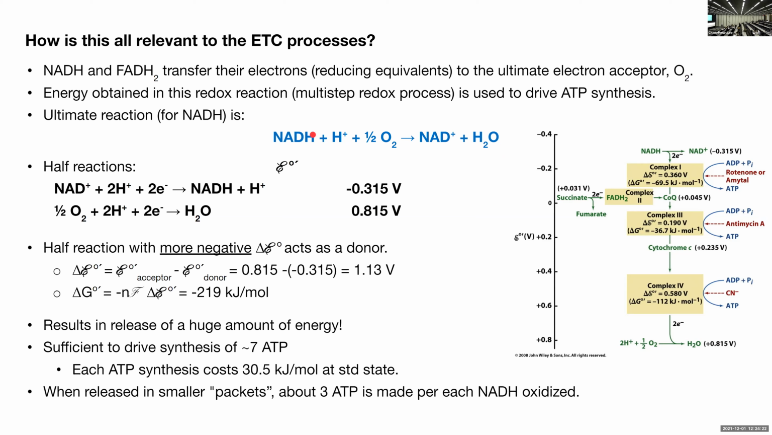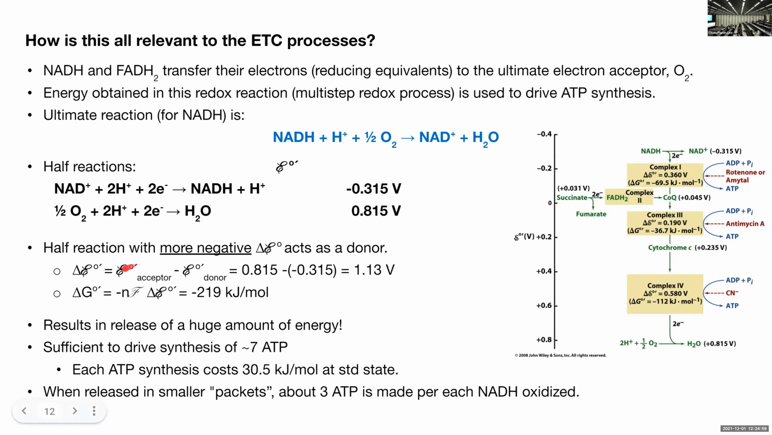When you split it into two half reactions, here is the reduction of NAD plus, and here is the reduction of the oxygen, the half molecule here, and you can see the reduction potential values. One is obviously negative, and the other is a positive value. And again, a positive value means it's going to tend to be more reduced, right? So this reaction is going to go forward, as opposed to this reaction, which will go backward.